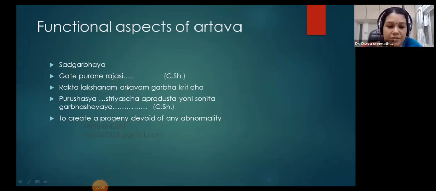Sadgarbhaya, for Raktalakshanartham, Garbhakritya. So the functional aspect of this Artava is for Garbhakrit.